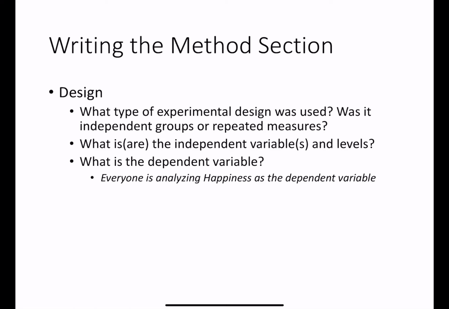each of those independent variables were independent groups. So did we have different people rating attractive versus unattractive pictures, or was it repeated measures where we had the same people rating attractive and unattractive pictures? Because we had two independent variables, it is a complex design, and you'll need to explicitly state that. You also need to state what the dependent variable was. Now, for the purposes of this paper, everyone is analyzing happiness as the dependent variable.